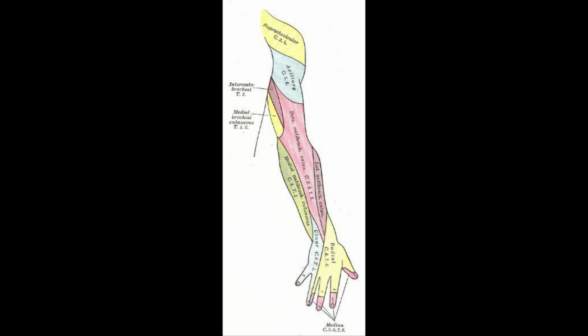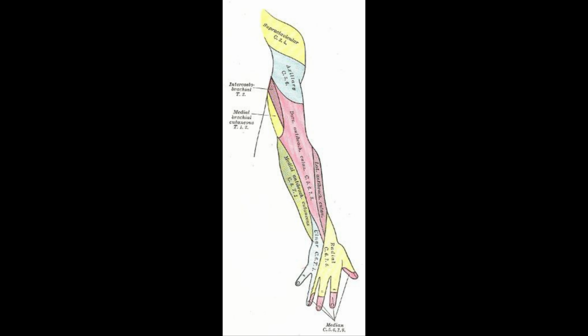Just below the supraclavicular nerve, we have the axillary nerve, which is a branch of the posterior cord of the brachial plexus. Axillary nerve is responsible for cutaneous sensation from the lateral or outer aspect of the arm. Arm, as you know, is the part from the shoulder to the elbow. The inner or medial aspect of the arm has the intercostobrachial nerve and medial cutaneous nerve of arm. Intercostobrachial nerve is a branch of second intercostal nerve, and it is also not a part of the brachial plexus. Medial cutaneous nerve of arm, on the other hand, is a branch of the medial cord of the brachial plexus.